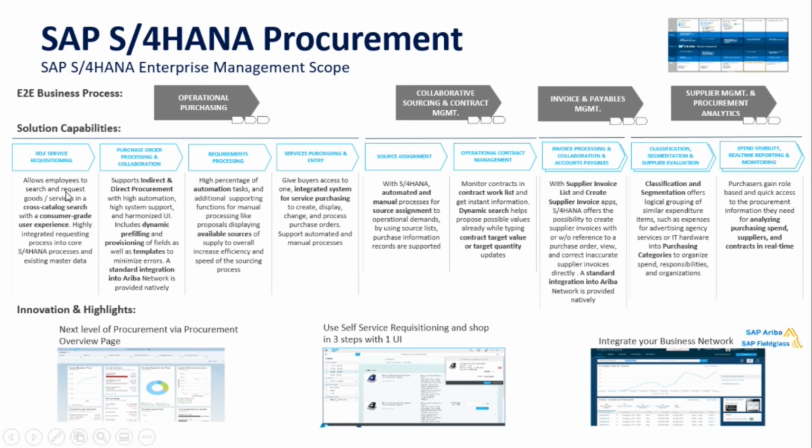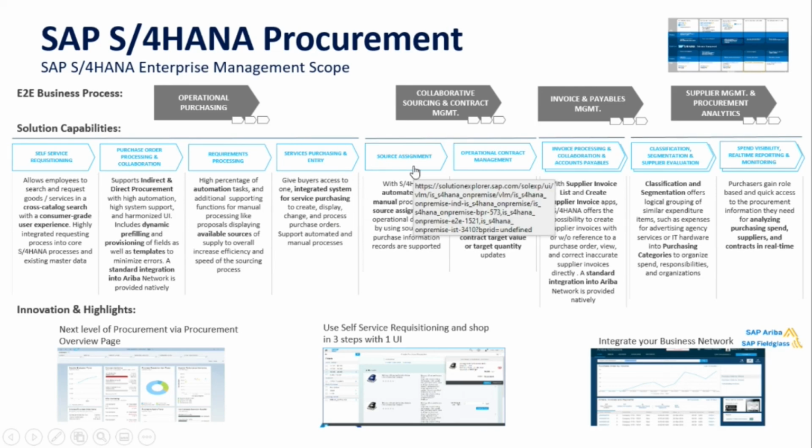First, we have the self-service requisition with the cross-catalog search with a consumer-grade user experience. After, we have the purchasing and order processing and collaboration that supports direct and indirect procurement with dynamic profiling providing templates to minimize errors and a standard integration into Ariba network. We have the requirement processing with automation tasks and displaying of available source and automatize all this search of source of procurement. We have services purchasing and entry with integrated system for service purchasing.